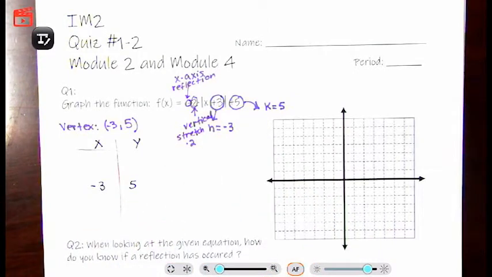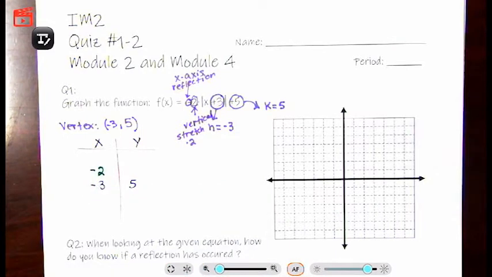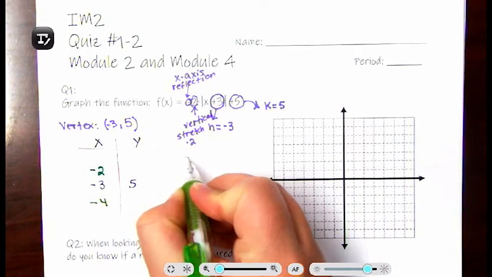So I'm going to choose the pretty number. I'm going to choose a number above -3, and I'm going to choose a number below -3. So let's do -2, which is larger than -3. And I'm going to choose -4, which is smaller than -3. Now what I do with those is I'm going to take the equation.